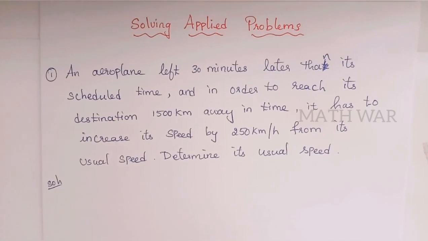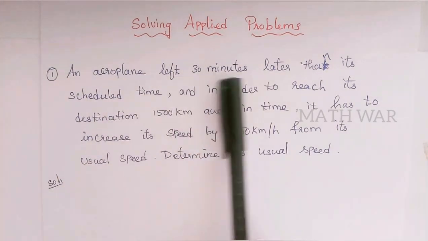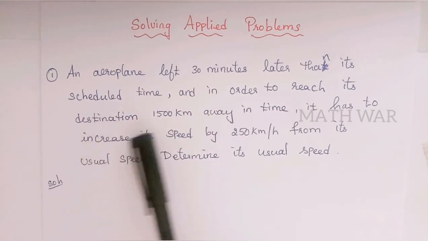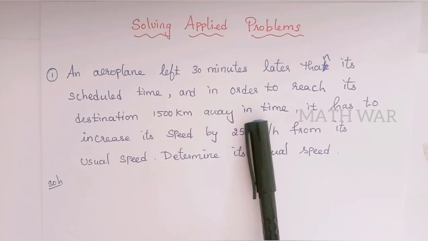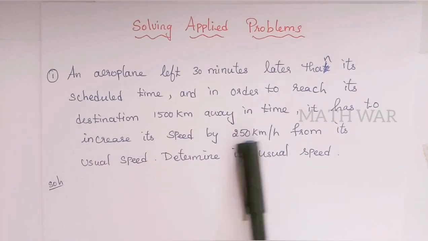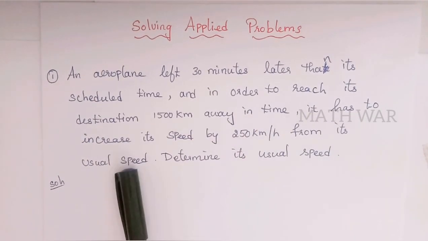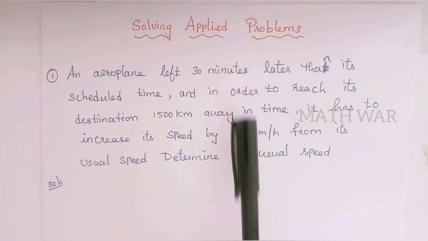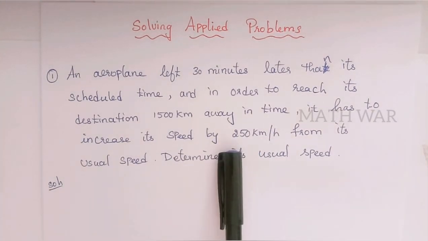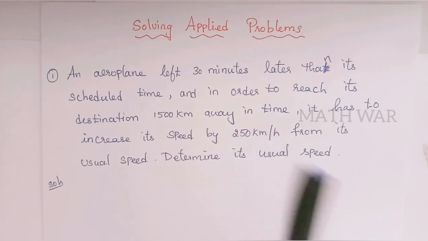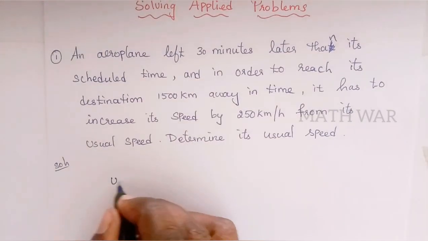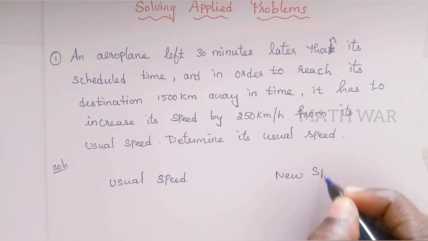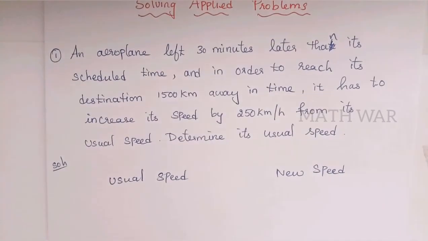Now solving applied problems. An aeroplane left 30 minutes later than its scheduled time, and in order to reach its destination 1500 km away in time, it has to increase its speed by 250 km per hour from its usual speed. Determine its usual speed. The aeroplane is 30 minutes late and to reach on time it has to increase its speed by 250 km per hour. Now we can make it as usual speed and new speed.